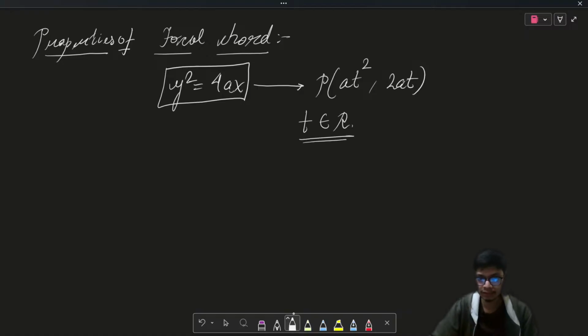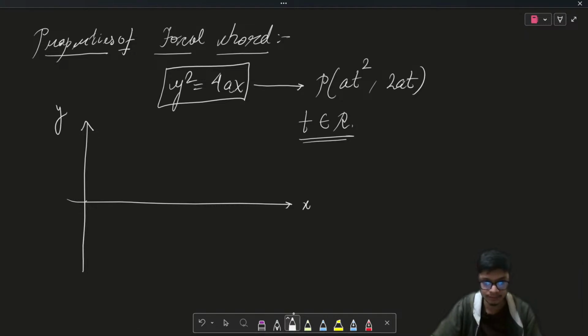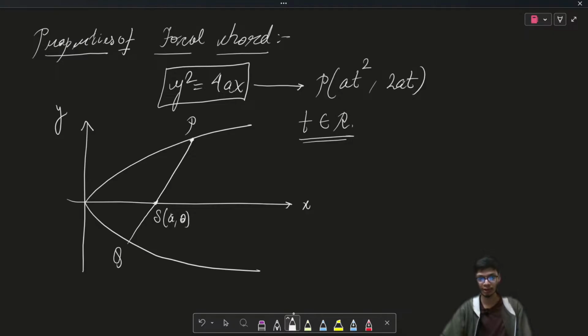Now any line passing through the focus of the parabola is called a focal chord. So if I try to draw the parabola over here, this is my x and this is my y axis. So my parabola looks something like this. Now if I have the focus over here, which is (a, 0), and I take any point P and draw a line passing through the focus something like this, and on the other side it is Q, then we can say that this is the focal chord. So this is my focal chord, right?